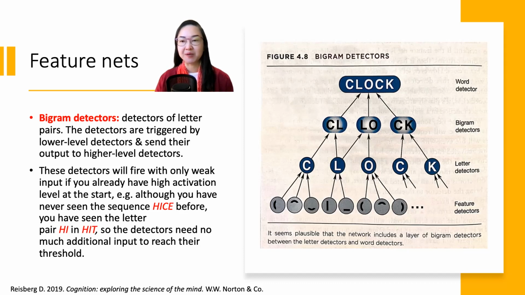On just the bottom part, you can see feature detectors. Here you see the features of the curve shapes. Above them, you can see C, L, O, C, K, the letter detectors. Above the letter detectors, you can see CL, LO, and CK, which are the bigram detectors. Then above the bigram detectors, you see the word detector CLOCK.